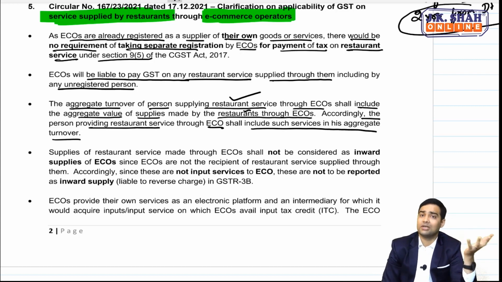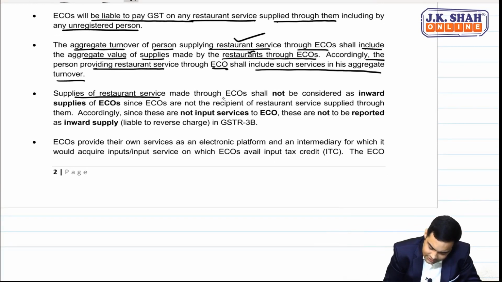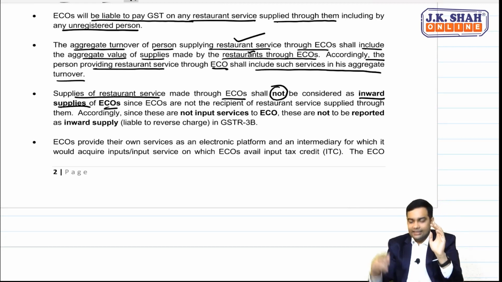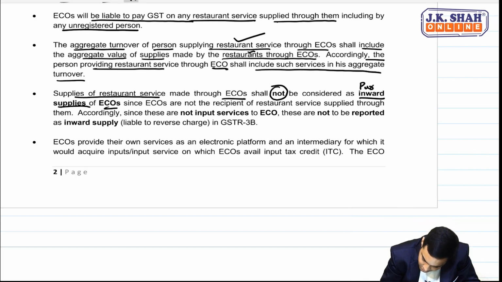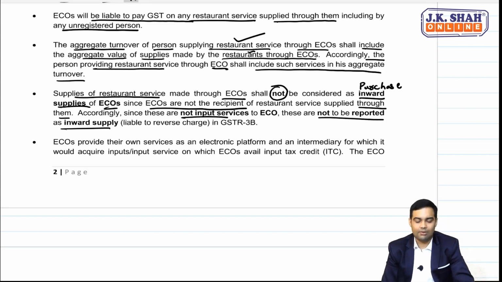See, restaurant might be doing some other things also, like supplying certain goods directly. That they have to pay under forward charge. Only restaurant service is covered under 9(5). Okay. Supplies of restaurant service made through Eco is not inward supply for Eco. Do you agree that supplies through Eco is not purchases for Eco? Yes, it is not purchases for Eco, since Eco is not the recipient of services supplied through them. Accordingly, since these are not input services, these are not to be reported as inward supply under 3B. Obviously, people, why will you report it as inward supply?